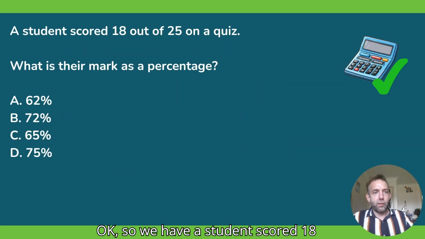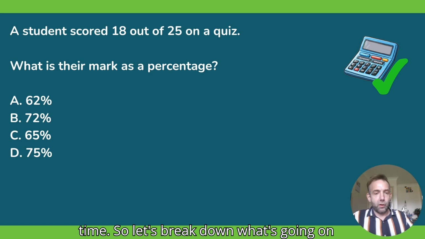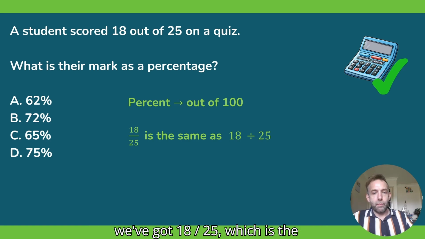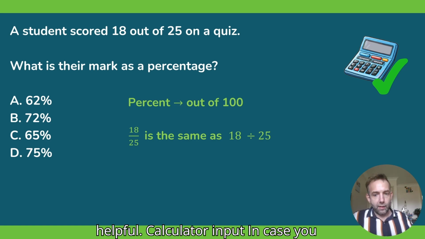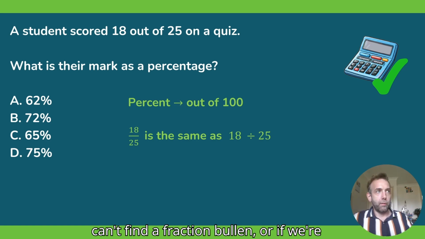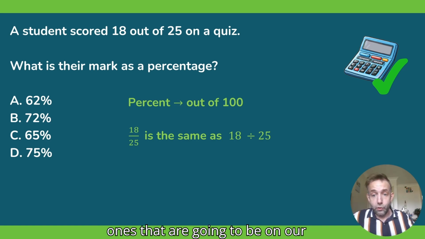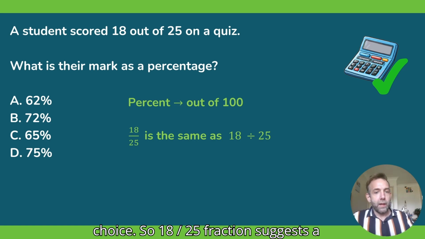Okay, so we have a student scored 18 out of 25 on a quiz, and we want to find their mark as a percentage this time. So let's break down what's going on here. So percent means out of 100, and we've got 18 over 25, which is the same as 18 divided by 25. So this is helpful for calculator input in case you can't find a fraction button, or if we're using a basic calculator, like some of the ones that are going to be on our screen during LANTITE, we don't have a choice. So 18 divided by 25.